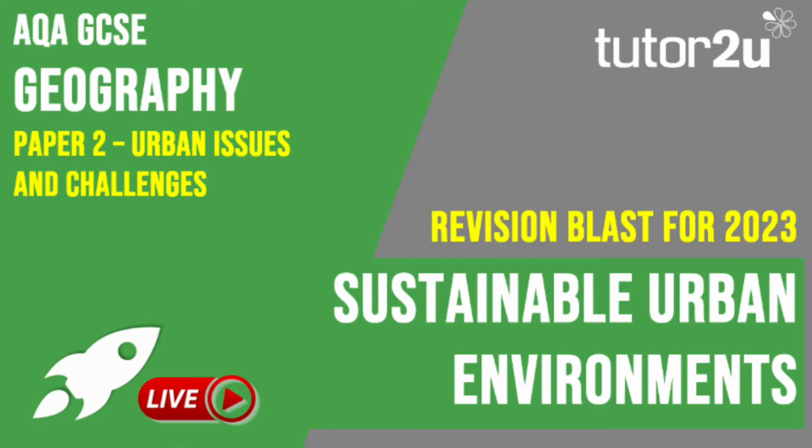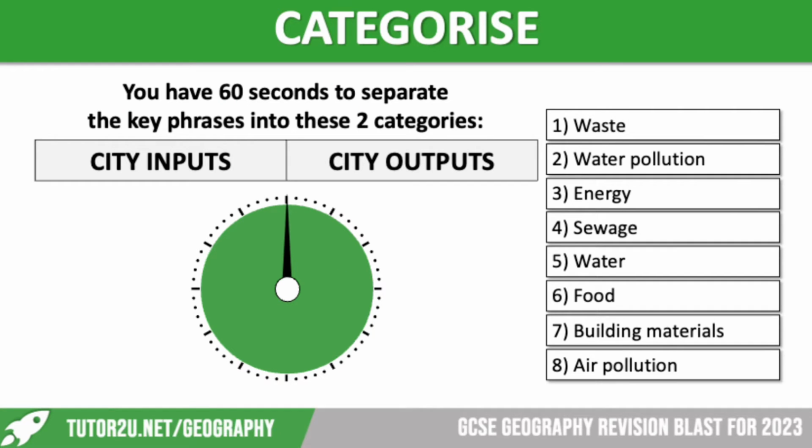Today we are focusing on sustainable urban environments, which is part of the Urban Issues and Challenges unit on Paper 2. We're going to start proceedings today with a categorised activity. On the screen you have 8 either inputs or outputs, things that either go into a city or things that come out of the city. You've got a minute to pop them in the right category. Off we go.